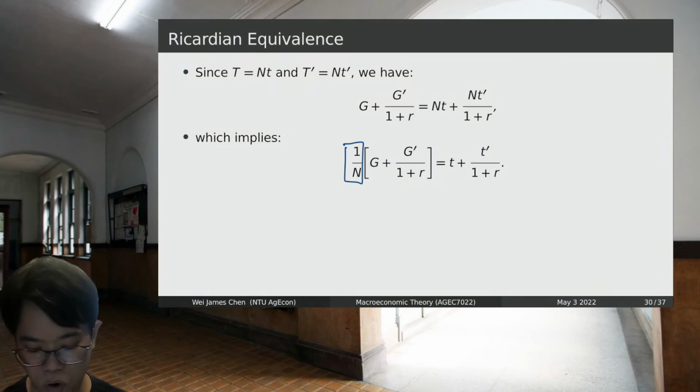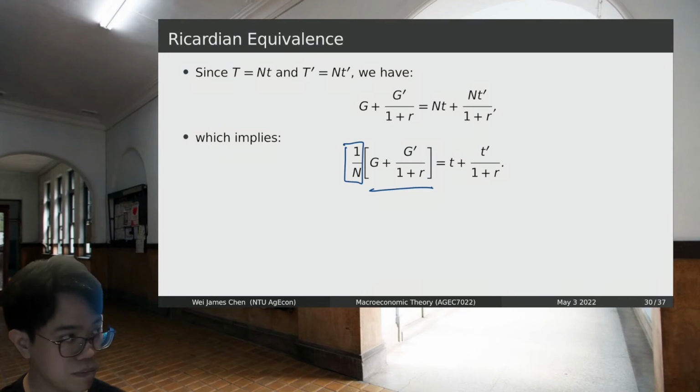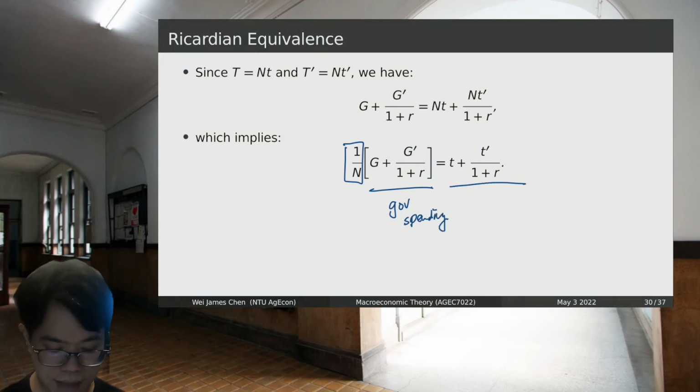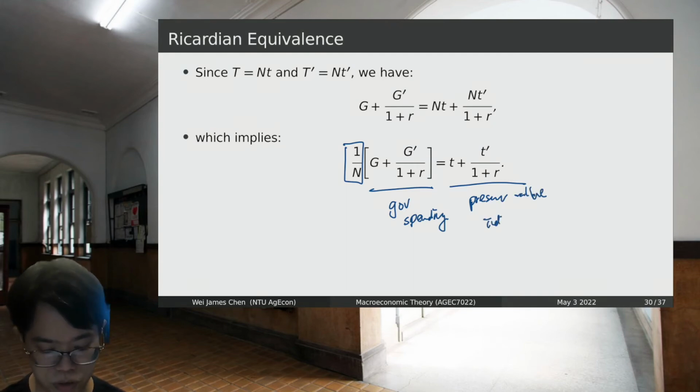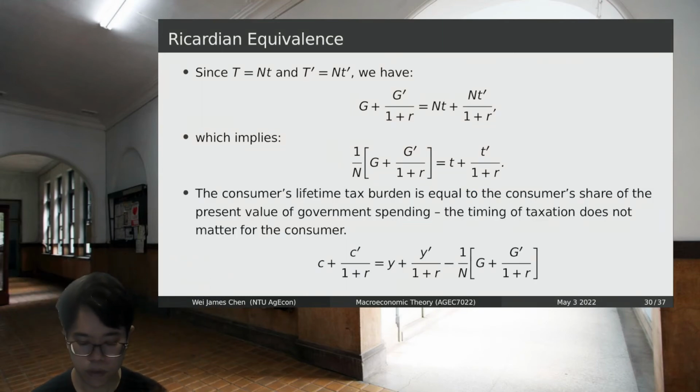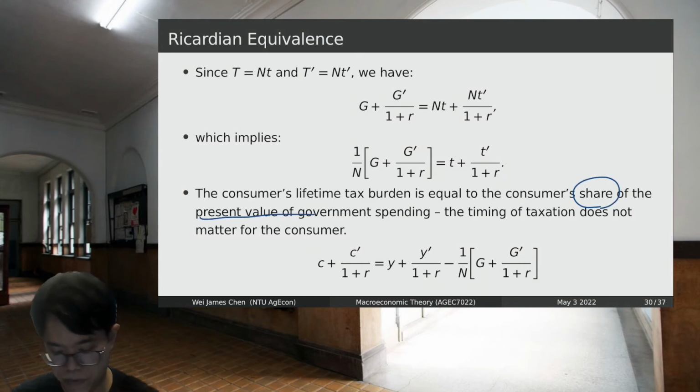It's 1 over N times the present value of government spending. And this is the present value of individual tax. So in other words, the consumer's lifetime tax burden is equal to the consumer's share of the present value of government spending. This is the share, right? Because there are N consumers, the share is 1 over N.